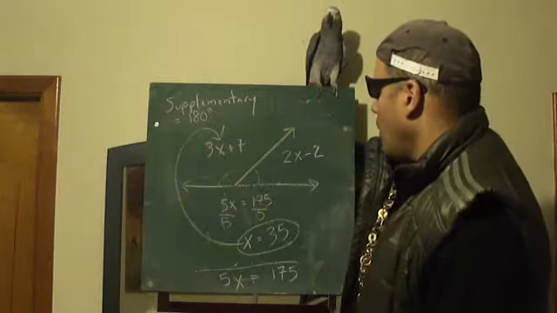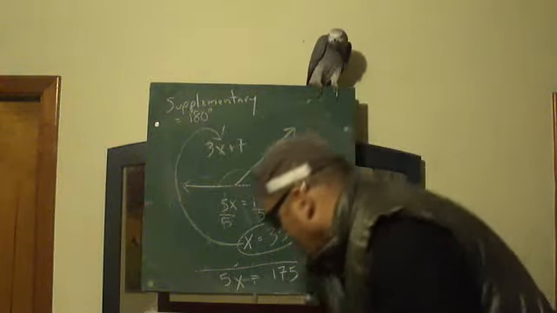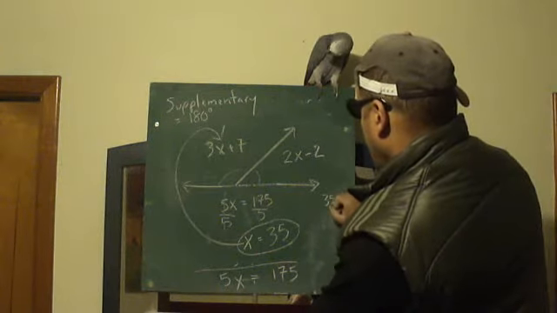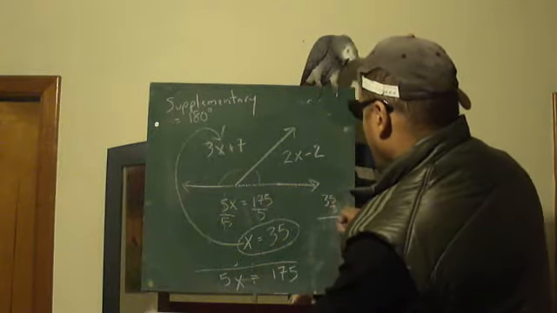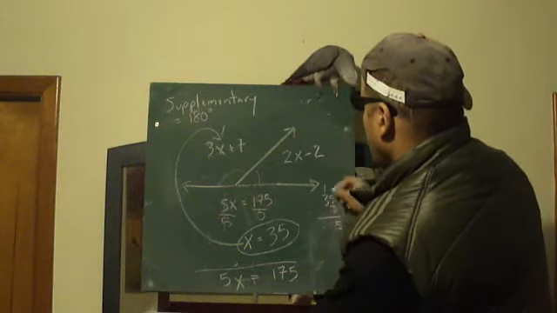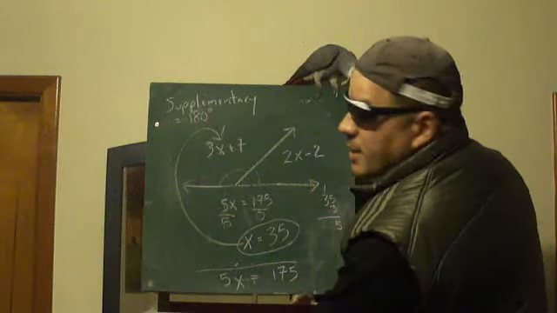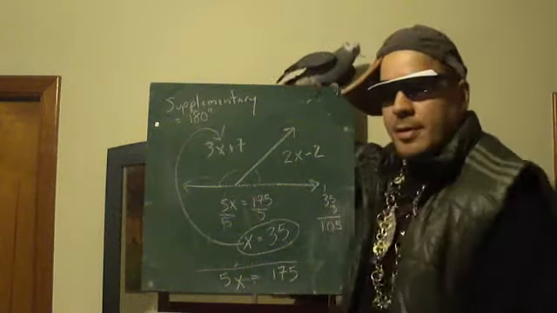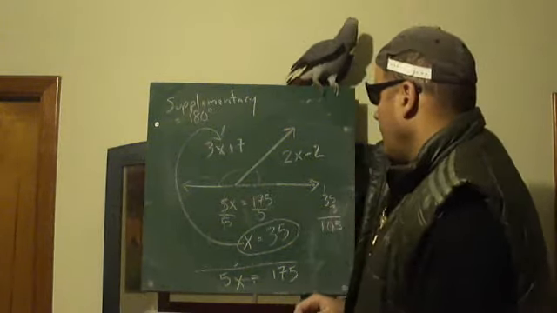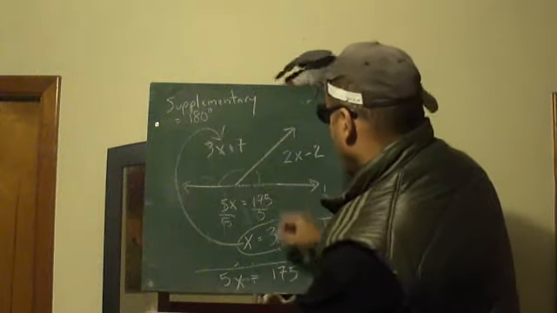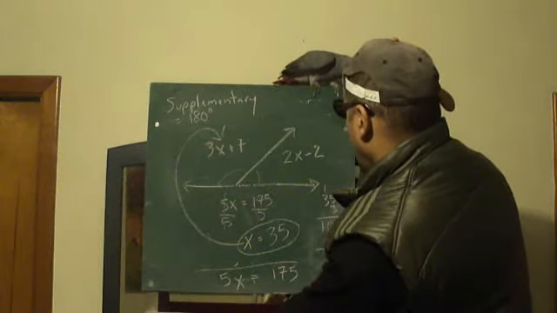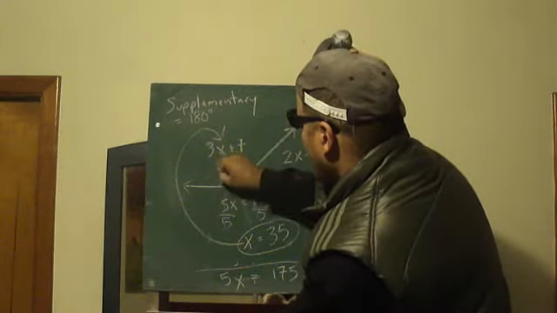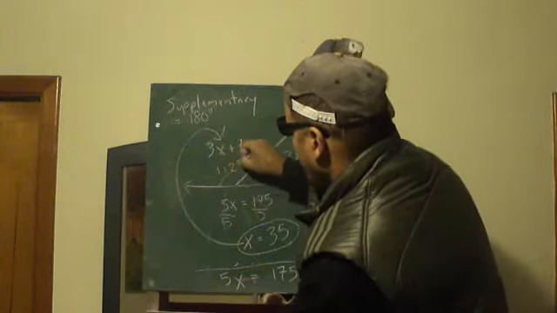So, what's 3 times 35? Well, let's write it out. 35 times 3. 3 times 5 is 15. Put a 1. 3 times 1 is 3. 3 times 3 is 9. Plus 1 is 10. So that's 105. Plus 7. 105 plus 7 makes 112 degrees. So that's the measure of this one. It's 112 degrees.